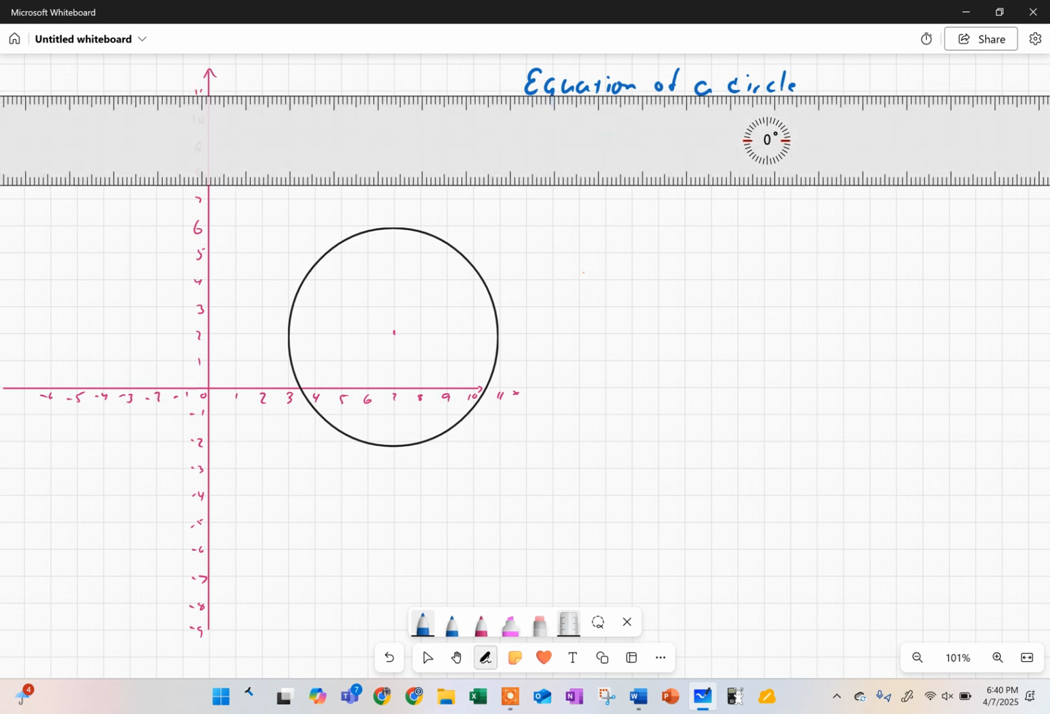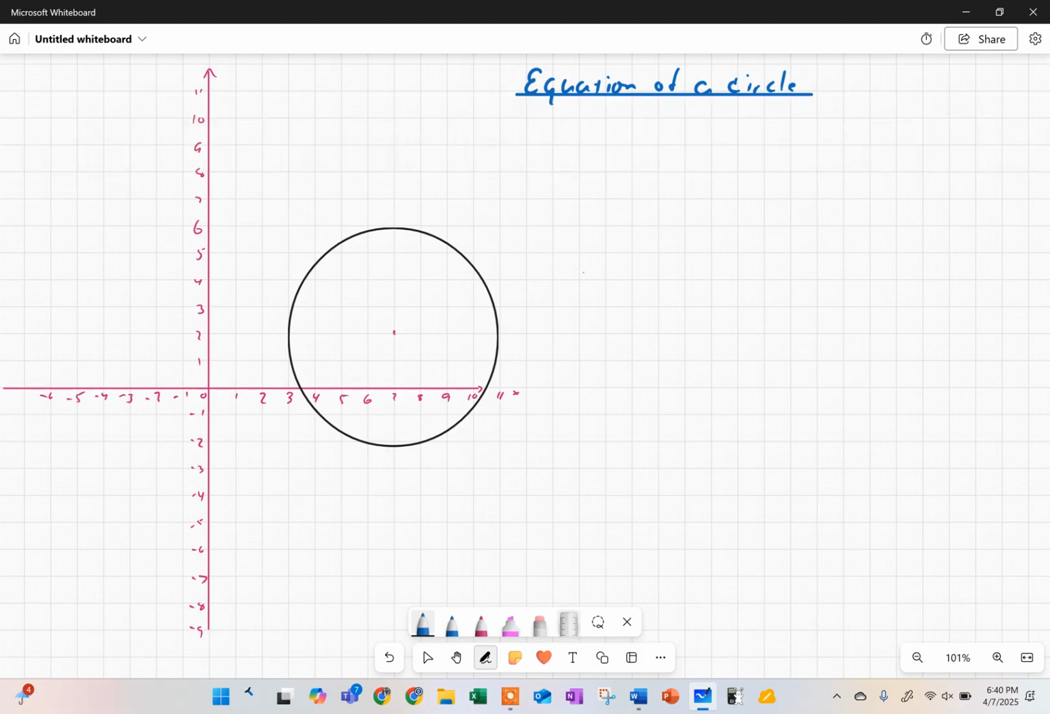Do a video on the equation of a circle, how to graph a circle, and how to read a circle graph. So the equation is (x − h)² + (y − k)² = r². Now, (h, k) will be your center point, and r is equal to the radius.